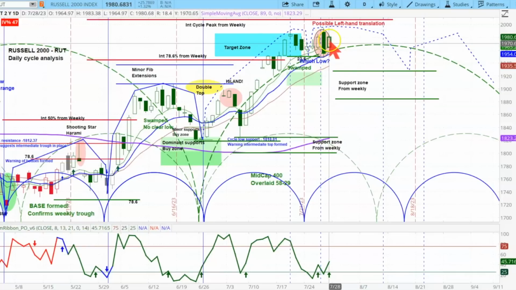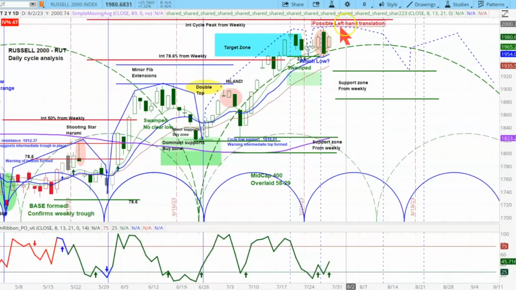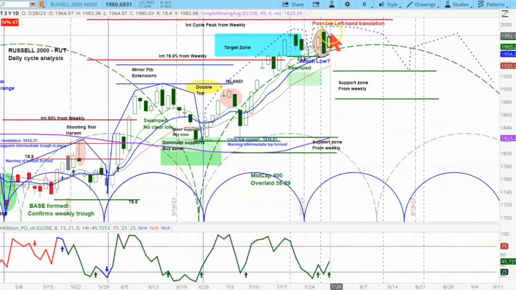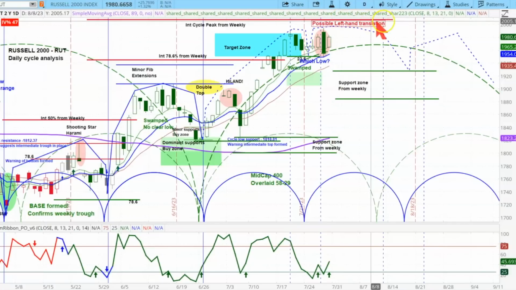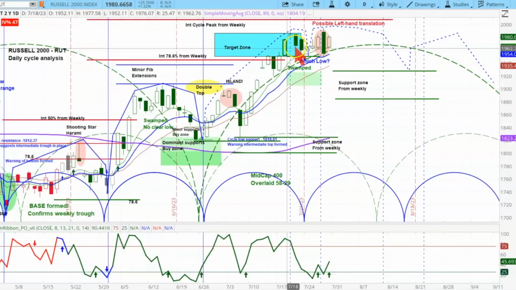If this comes up above this level, then we'll know that it's not a left-hand translation, that there's an upper track that belongs in here, and I'll put it back if that's the case. But right now, this is a warning. You see the evening star right over here and the reversal pattern right in here, making a double top.